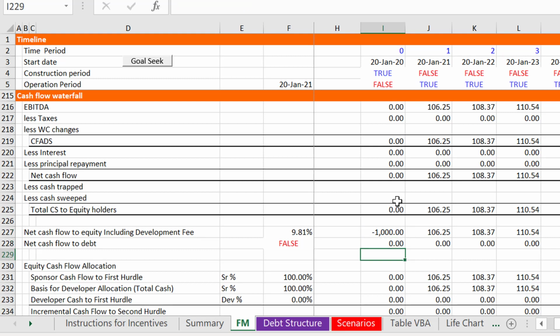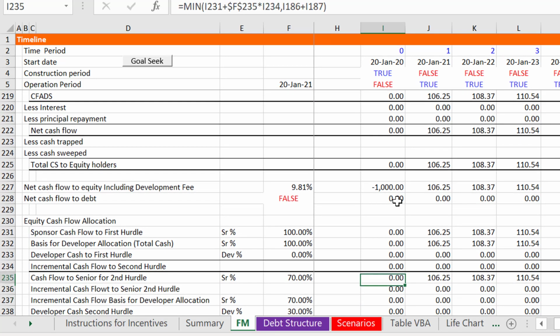Then I put this down. Now we're going to start allocating this. And this is the first big trick. So if you want, you're going to take this total cash flow up here and allocate the first to the senior. This is the sponsor, the senior cash flow.